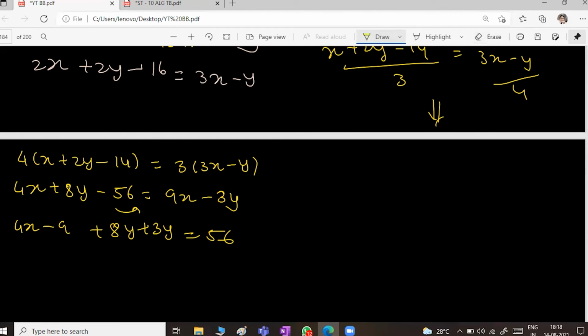I hope it makes sense. It's not boring actually. It's tedious, but आदत आ जाएगा. So minus 5x plus 11y is equal to 56. Let this be your equation number 2.